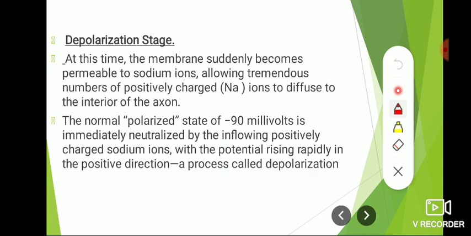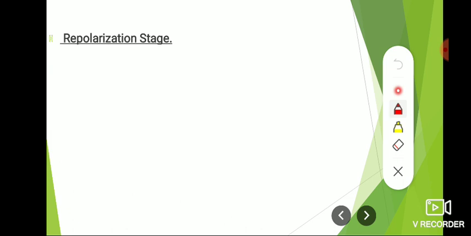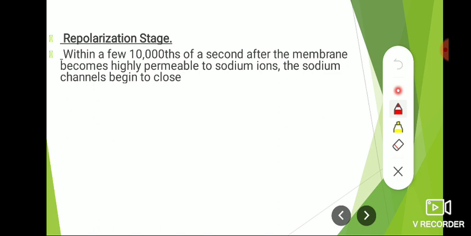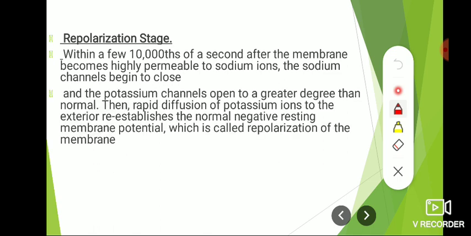The normal polarized state of minus 90 millivolt is immediately neutralized by inflowing positively charged sodium ions, with potential rising rapidly in the positive direction, a process called depolarization. Now after this, due to fast opening of potassium channels, which will come out, and the sodium channels stop, they close. So there is a closure of sodium and there is opening of potassium channels. So from inside to outside, positive ions are going out. That's why polarity again comes back to the previous resting state. So it is called repolarization.